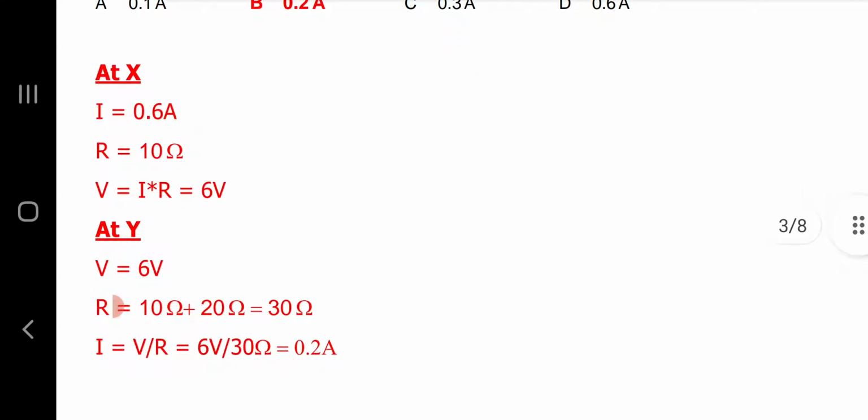So you can see the solution. At X, I is equal to 0.6 ampere, R is equal to 10 ohm, so V is equal to 6 volt. And at Y, voltage is 6 volt, R is equal to 10 plus 20 is equal to 30 ohm, and I is equal to 0.2 amperes.